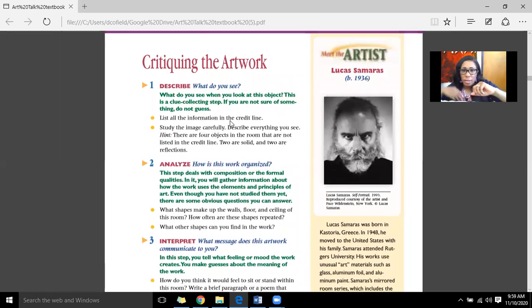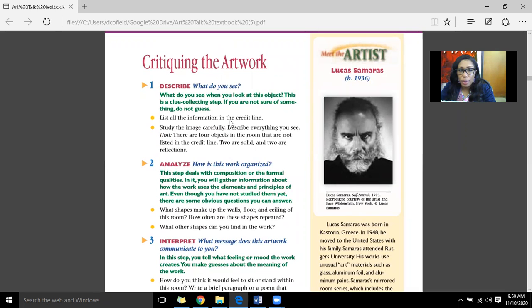On 63, you see this artwork of Lucas Samaras, and this is his self-portrait. Now notice the self-portrait and what's going on in this image. Notice his eyebrows are really raised. He's looking directly at us. So I want you to answer these questions. Describe what you see. What do you see when you look at this object?